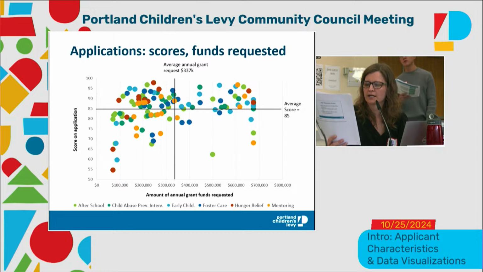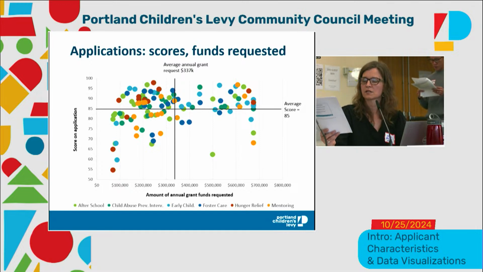The dark horizontal line shows the average score across applications, which was 85 points out of 100. The dark horizontal line splits the graph, showing the number of applications that scored under 85 or over 85. So the dark lines together divide this graph into 4 quadrants: higher scoring, lower cost applications in the upper left, higher scoring, higher cost applications in the upper right, lower scoring, lower cost applications in the bottom left, and lower scoring, higher cost applications in the bottom right.